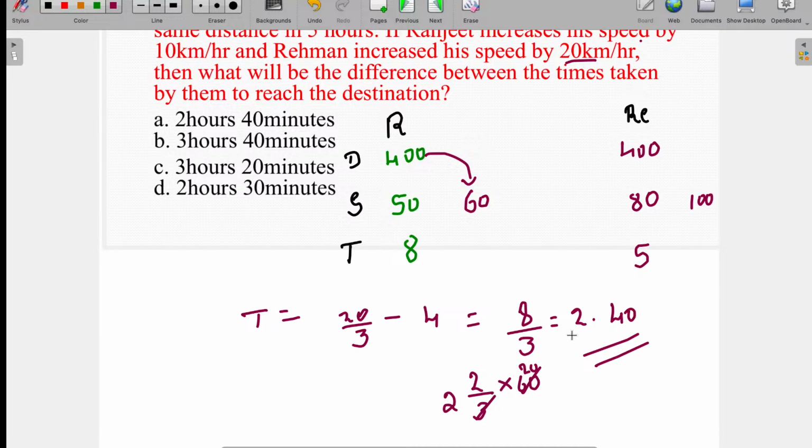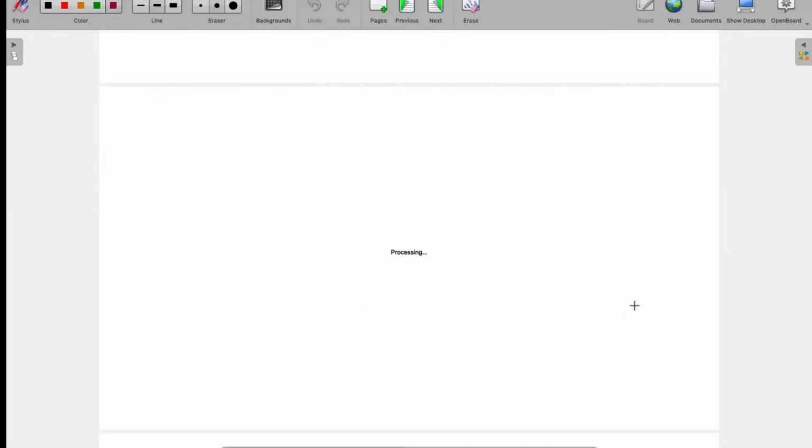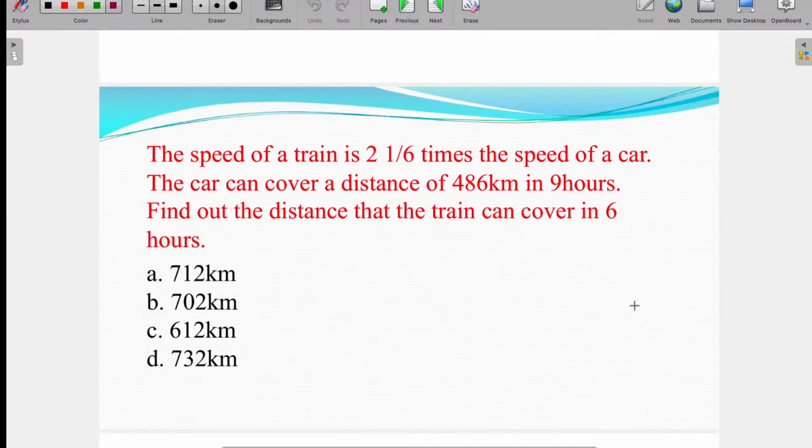Is it clear? All online students, once reply if it is clear. Good. Next, you try. You try this question.